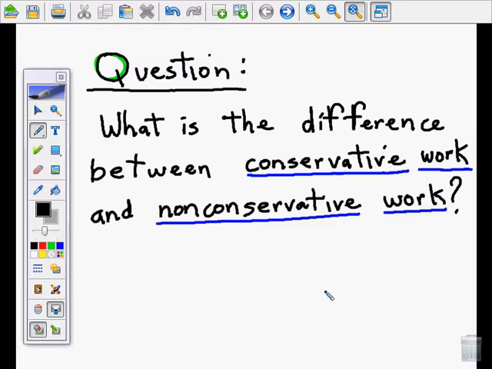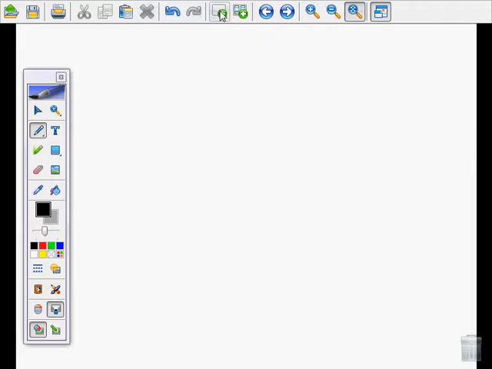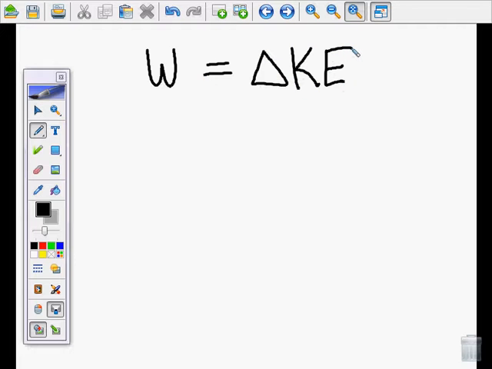All right, so, ladies and gentlemen, today we're going to pause from the regular syllabus and address this question here. What is the difference between conservative work and non-conservative work? Recall yesterday we talked about how if you do work on an object, the total work done on it is equal to the change in kinetic energy. So the total work done always equals the change in kinetic energy of the object. Now, of course, that change in kinetic energy could be rewritten.